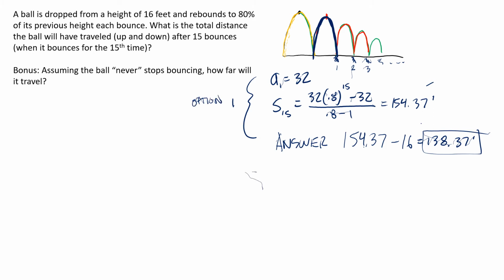Or we could do option two here. This would be where a sub one would actually be the new first term. If we wanted to know what this new a sub one is, we'd have to take our original height of 16 times two, which is both the down and the up of this first one, and multiply that by 0.8. So 16 times 1.6 would be, I don't know what this is.